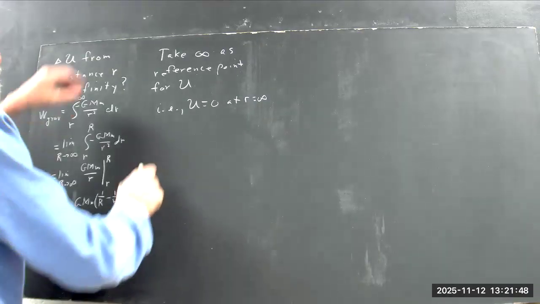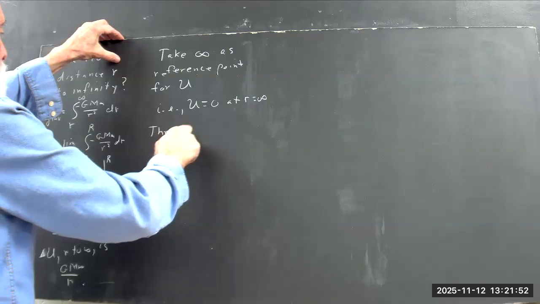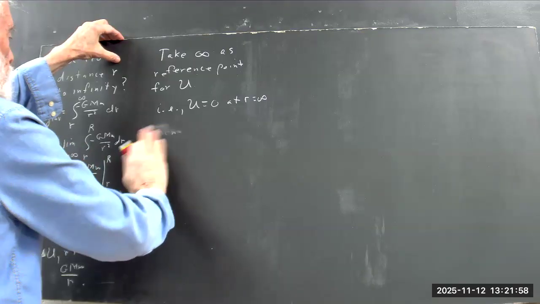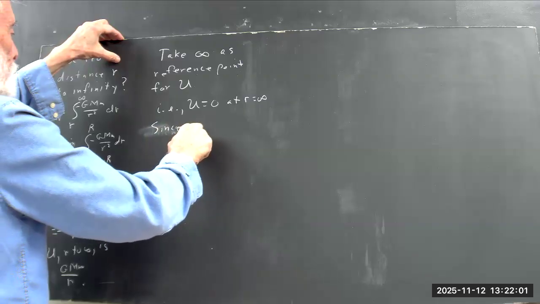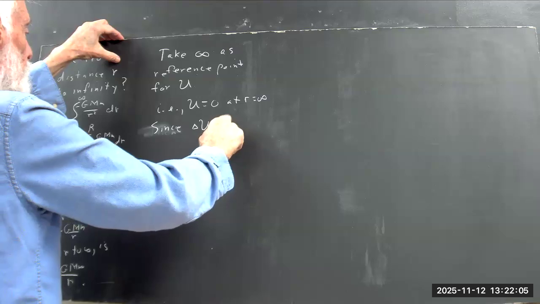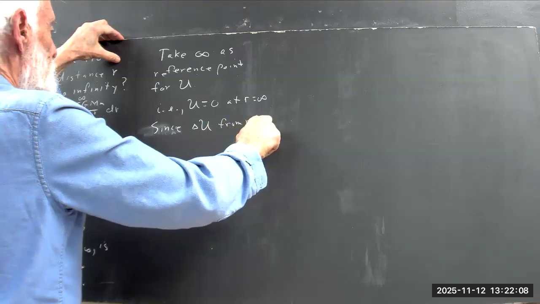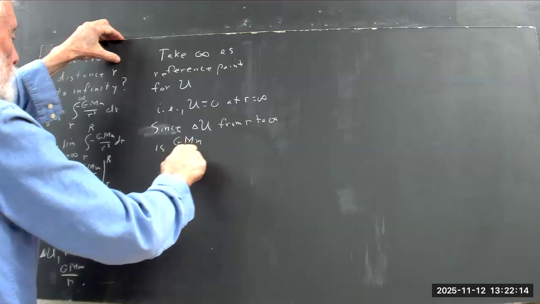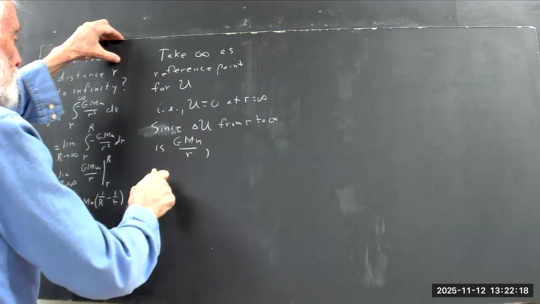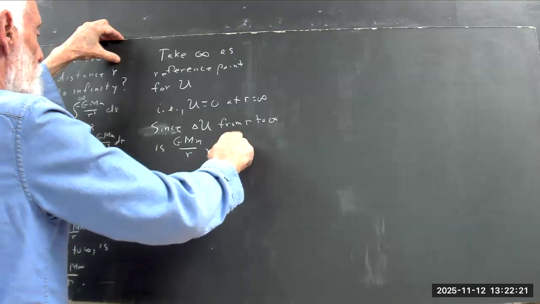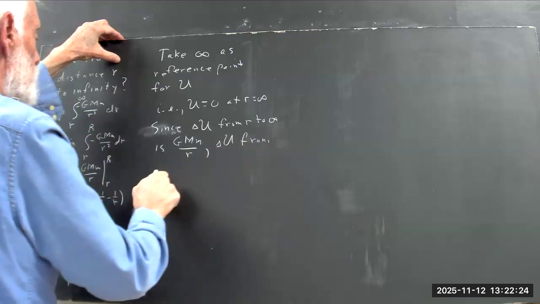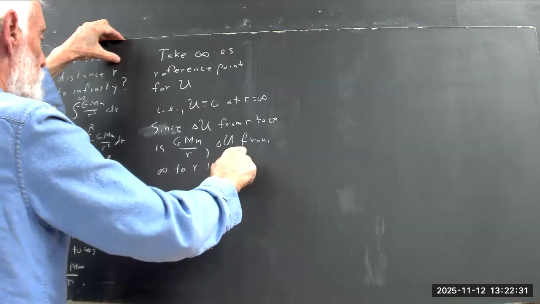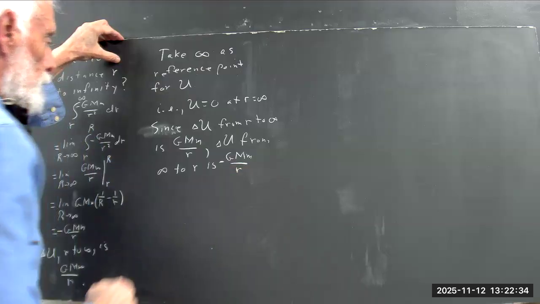Why don't we just talk through that real quick? Theoretically, since delta U from r to infinity is big G, big M, little m over R. Well, delta U from infinity to R is negative big G, big M, little m over R.